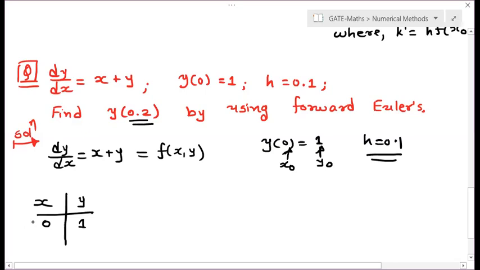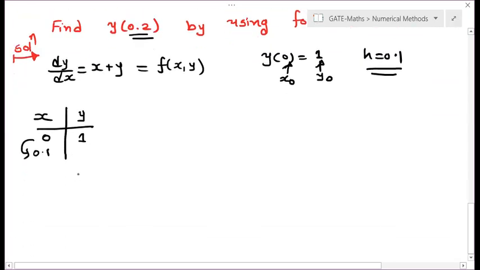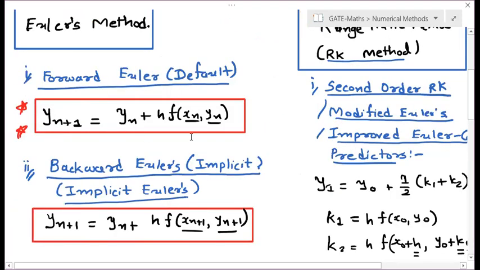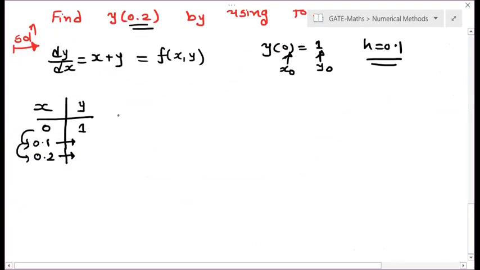When I add 0.1 to 0, my first term will be 0.1, right? After that, when I again add 0.1, I will get 0.2. So I can solve this question in 2 steps. Is it clear or not? In the first step, I will get y of 0.1. In the second step, I will get y of 0.2. So what is the forward Euler's formula? y n plus 1 equals y n plus h times f of x n, comma y n.